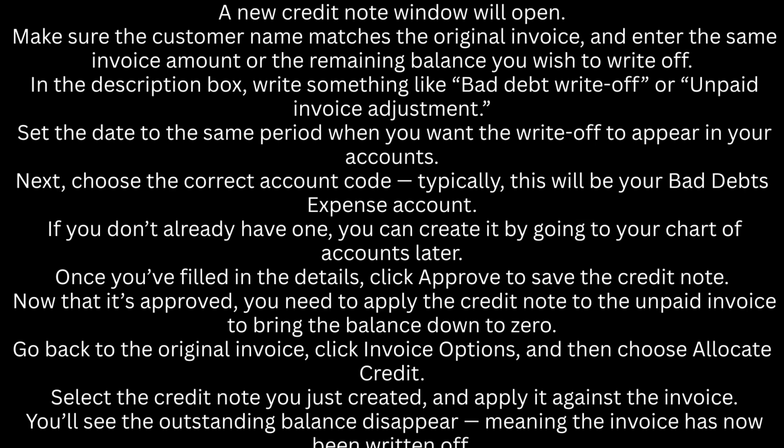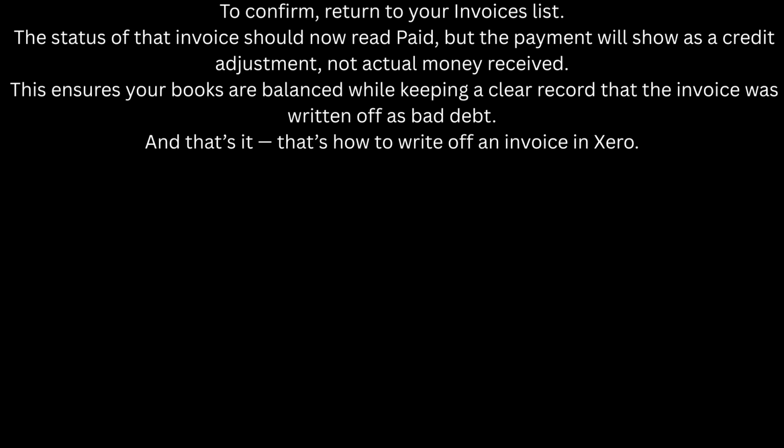To confirm, return to your invoices list. The status of that invoice should now read paid, but the payment will show as a credit adjustment, not actual money received. This ensures your books are balanced while keeping a clear record that the invoice was written off as bad debt. And that's it. That's how to write off an invoice in Xero.